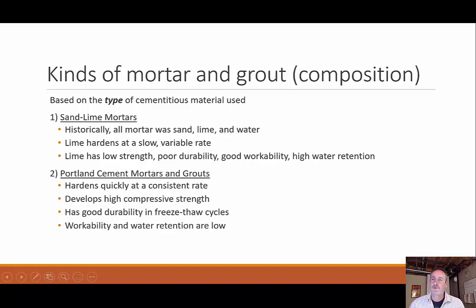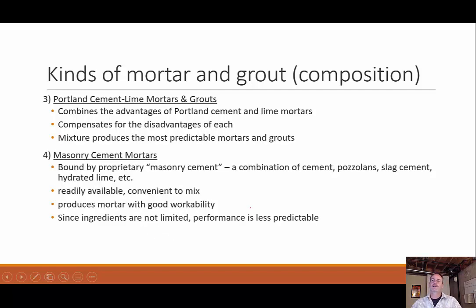Now, if we were to look at strictly just a Portland cement, it would harden much quicker and at a consistent rate, and it develops a very high compressive strength. It also has good durability, but the issue with Portland cement is that the workability and the water retention are both very low. So both have their pros and cons. What we can do is we can add them together and we can come up with a Portland cement with lime. It combines those advantages of both and compensates for those disadvantages of both, right? So Portland cement with the lime mortar, or with the lime mortar and grout. And as you can see, it's the most predictable mortar and grout.